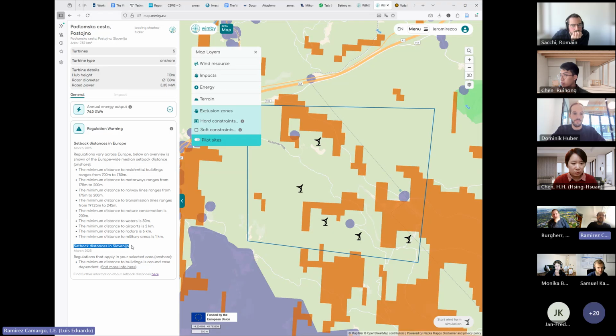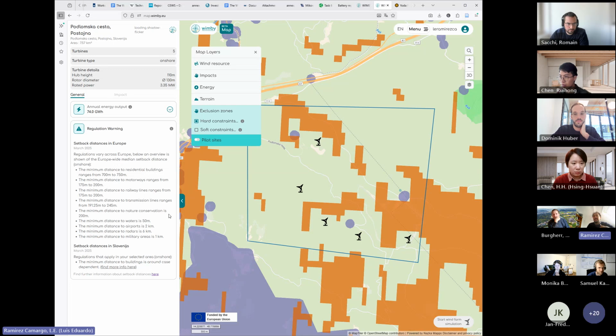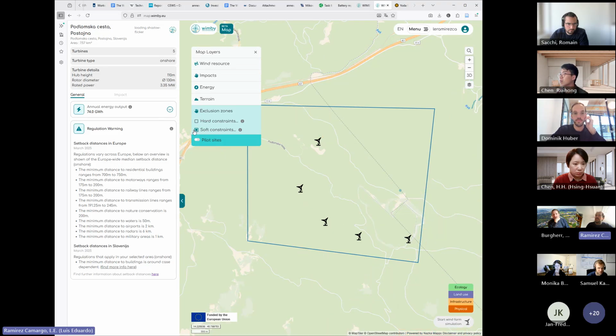Slovenia was unfortunately not a WIMBY country, so the information that you get here is relatively limited. But you get the median of all the distances across the continent that you will find in relation to residential buildings, distances to motorways, to railways, and all sorts of infrastructure. And you will also see these numbers reflected if you go and click on the soft constraints.